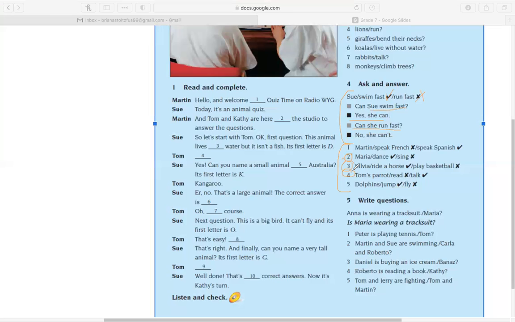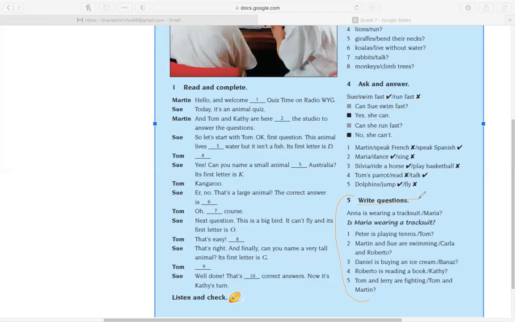Number 4, can Tom's parrot read? No, it can't. Can Tom's parrot talk? Yes, it can. And finally, number 5, can dolphins jump? Yes, they can. Can dolphins fly? No, they can't.